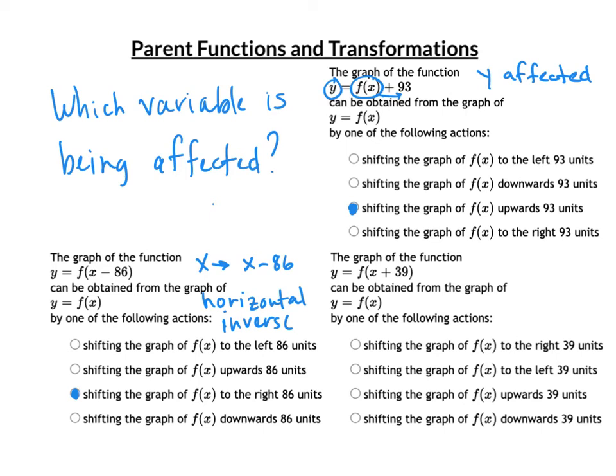Last one in the lower right corner, x is becoming x plus 39. So just like the last example, x is what's changing, so it's horizontal. And I know horizontal is the inverse. And so that means in my function, it's going to go the other direction. So plus 39, not going to the right, actually, it's going to go to the left. So go to the left 39 units, horizontal, left and right.